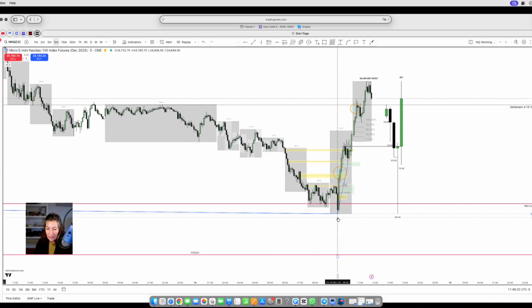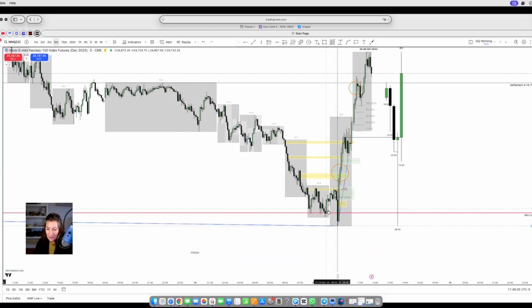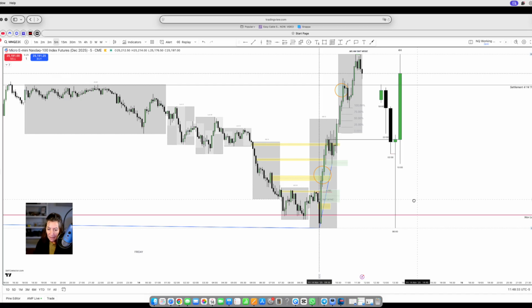And then finally, the third purge came. And so we swept this area, and the previous area that I just showed you. So it was a beautiful purge of liquidity. Then price started to move up.